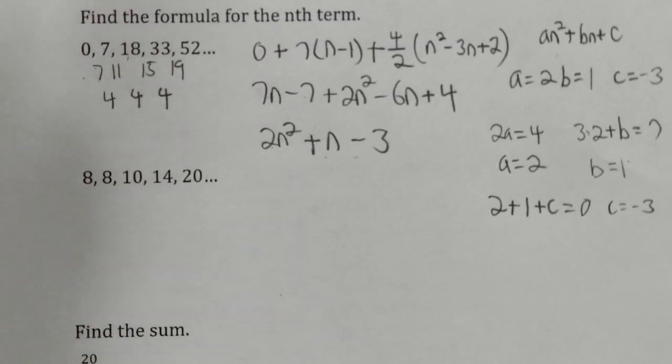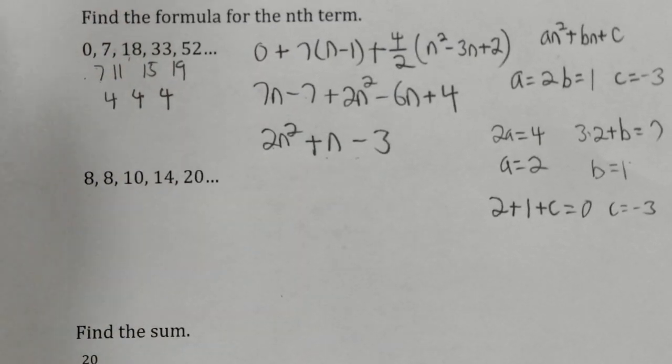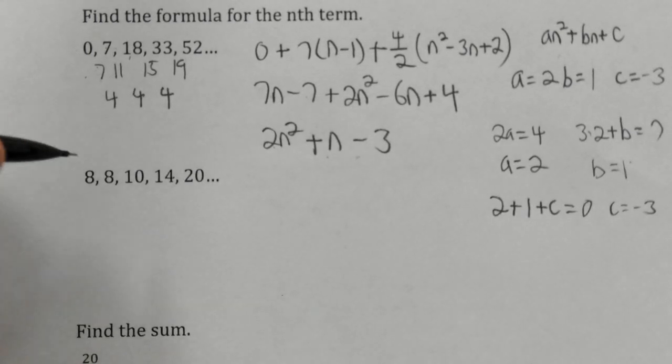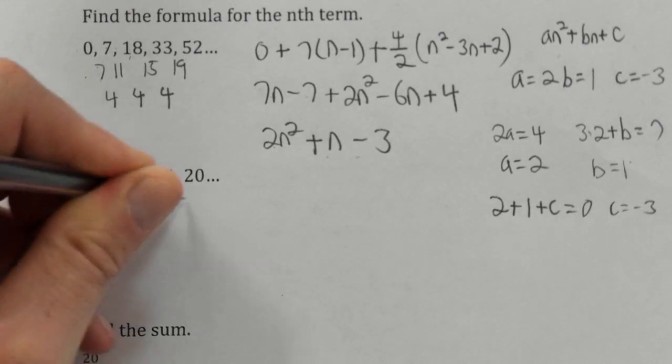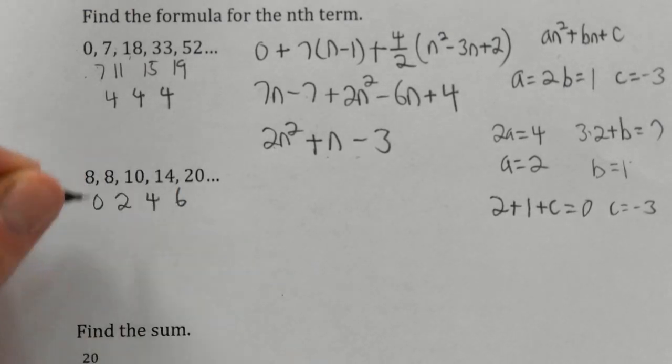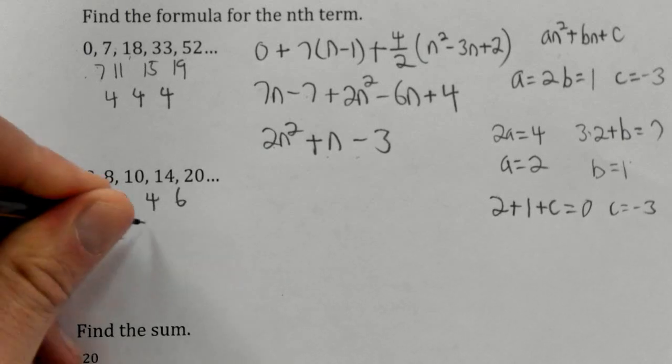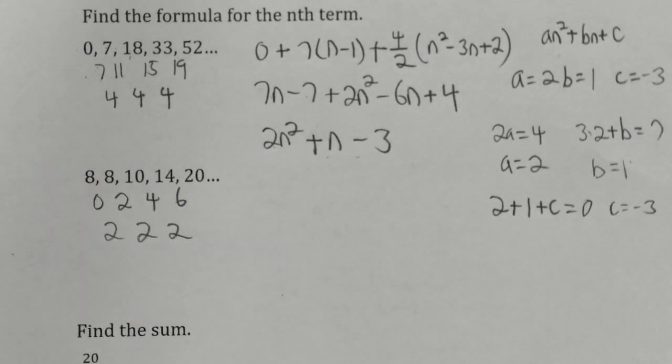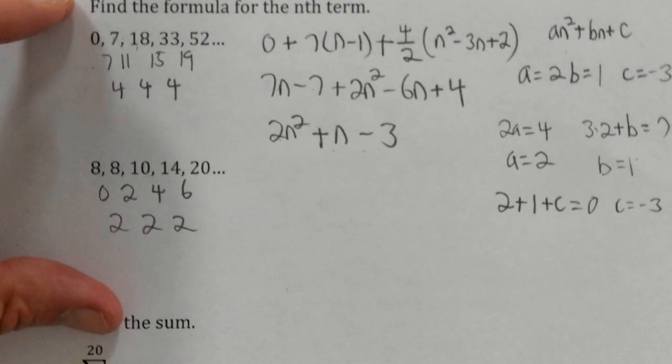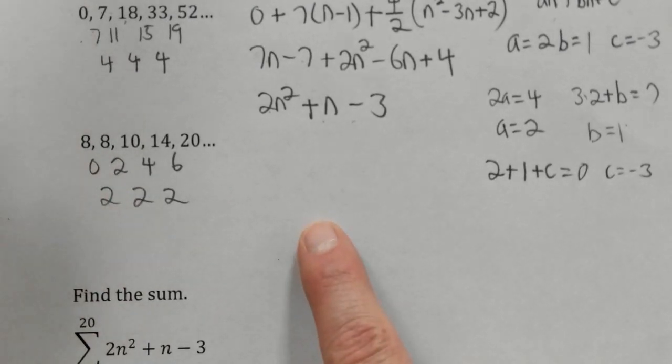Okay? Let's see. We've got another one that we need to find the formula for. All right, so from 8 to 8, that's 0. 8 to 10 is 2, 4, and 6. So let's go again because it's not constant. So we got 2, 2, and 2. So now we know we have a quadratic sequence. Okay? So again, we can go back and use the same formula.